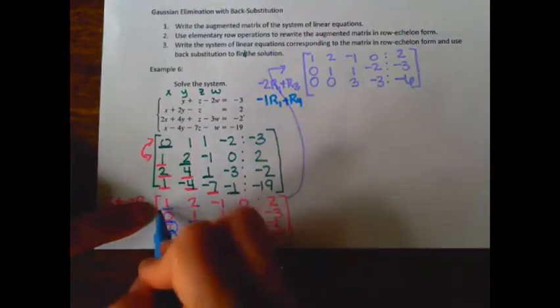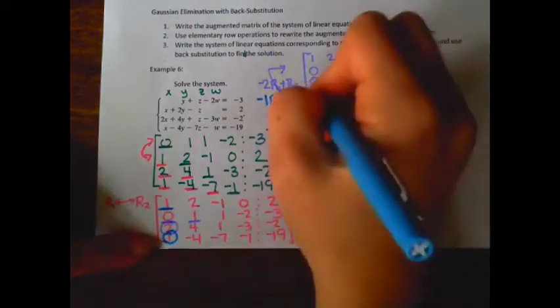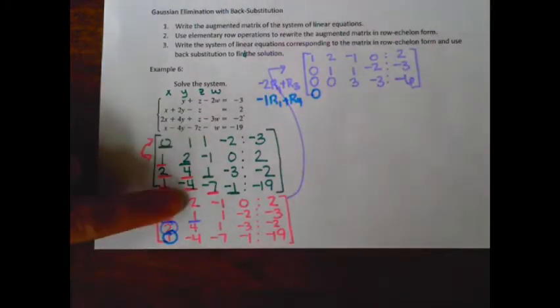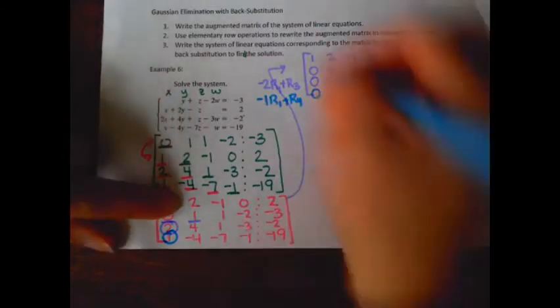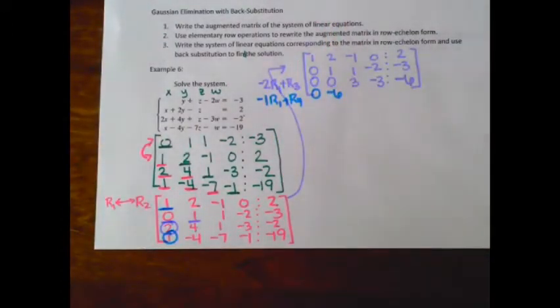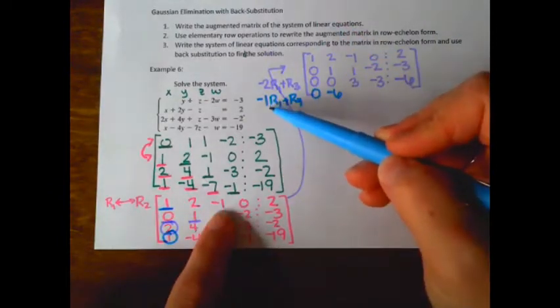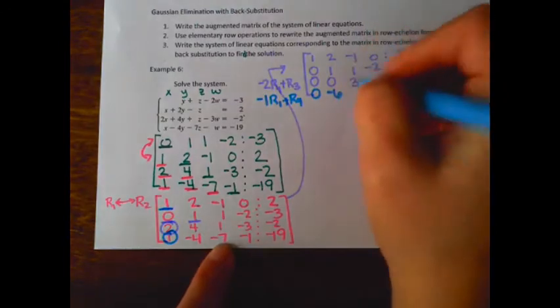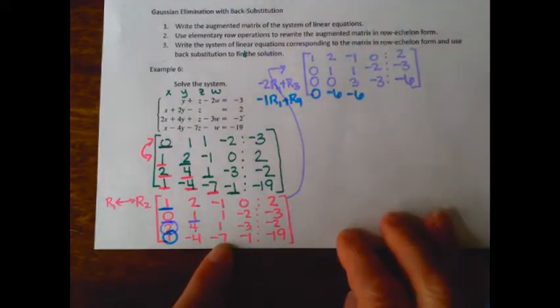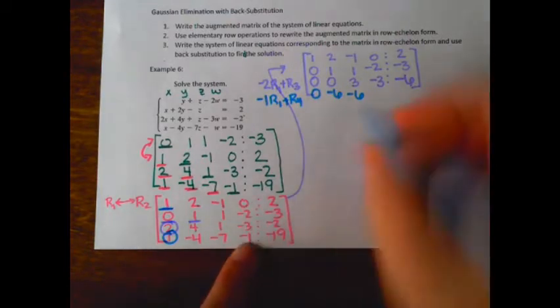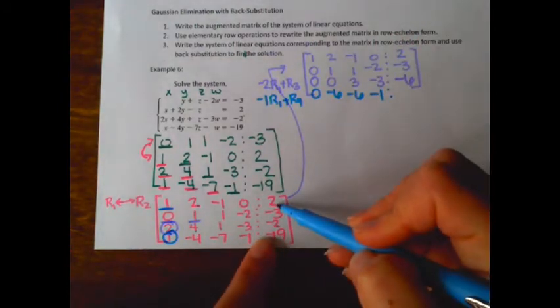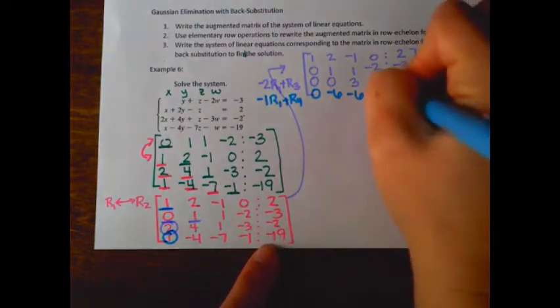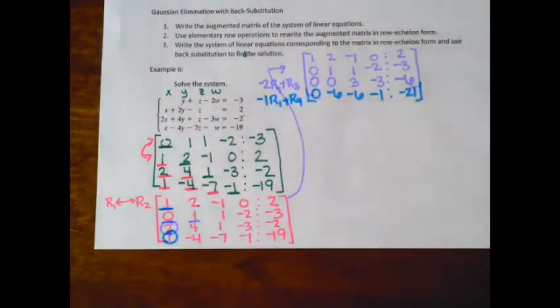So -1 times 1 is -1, plus 1 is 0. -1 times 2 is -2, plus -4 is -6. Okay. I don't know why I had problems there. -1 times -1 is 1. 1 plus -7 is -6. 0 times -1 is 0, plus -1 is -1. -1 times 2 is -2, plus -19 is -21. Okay, great. Is everyone okay with that?